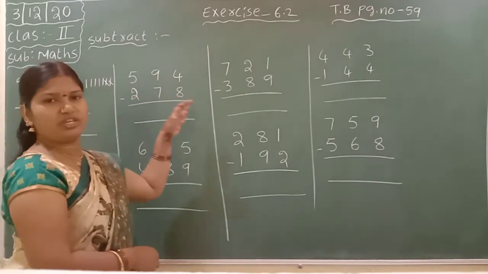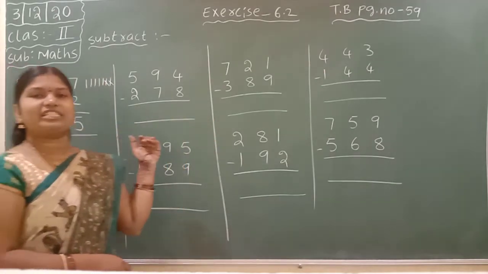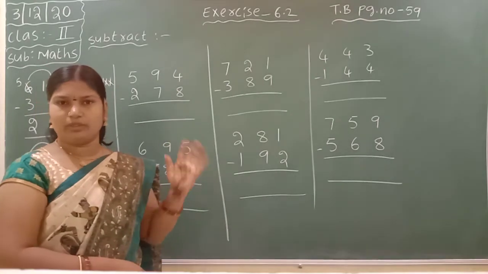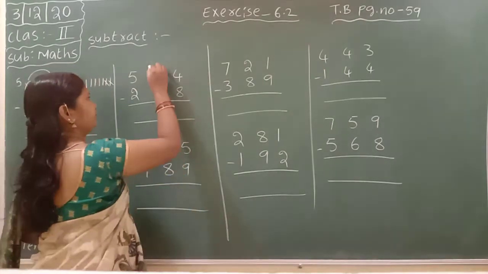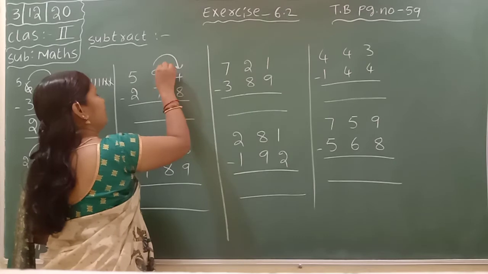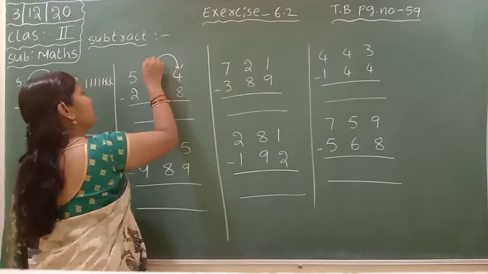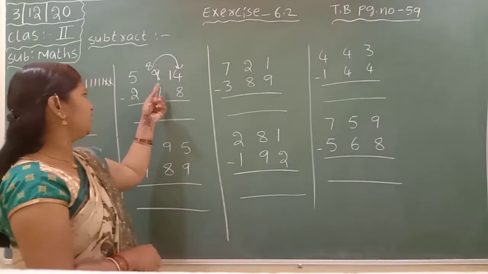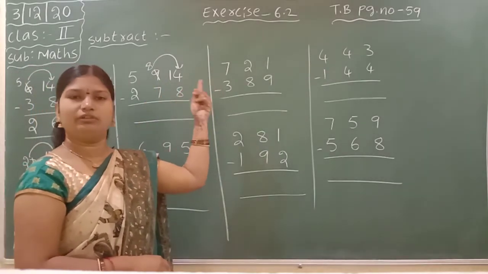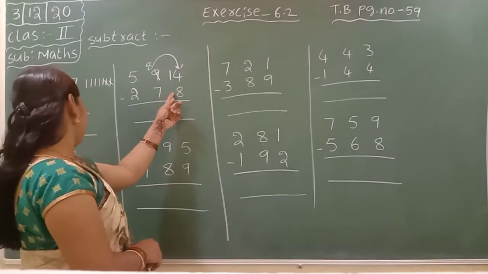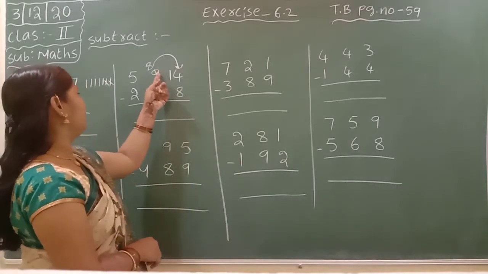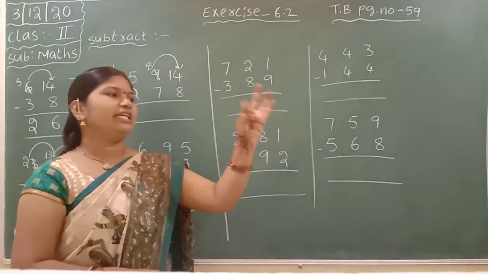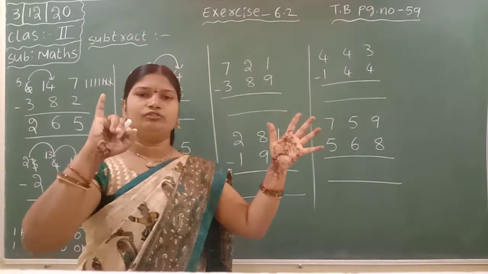594 minus 278. First we subtract the ones place. 4 minus 8 is not possible. Take regrouping. Here the 9 giving one number becomes 8. This becomes 14. Why? Because 1 ten is equal to 10 ones. 10 plus 4 is 14. 14 minus 8. 8 after, count up to 14. 8 after: 9, 10, 11, 12, 13, 14.